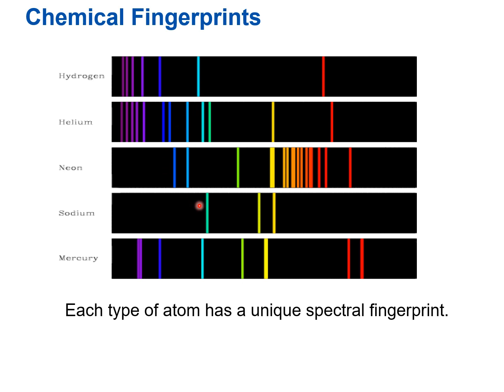And so if they were to see these particular spectral lines right here in sodium, they would recognize those are the fingerprints of sodium. Those are the emission lines that only sodium gives off. And they would know that there is sodium in that star.